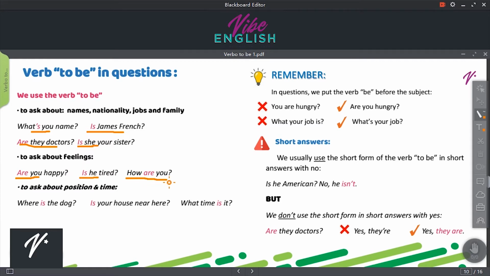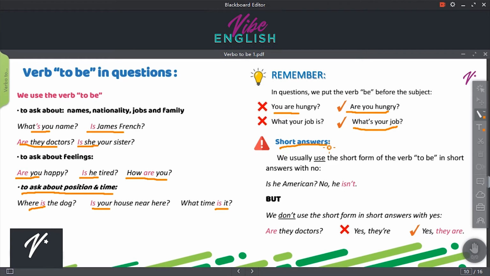Or how are you? And to ask about the position and time. Where is the dog? Is your house near here? Or what time is it? Please remember that in questions we put the verb to be before the subject. So let's have a look at some common mistakes. We could find that students say you are hungry. The correct way would be, are you hungry? Or what your job is. The correct way would be, what's your job?